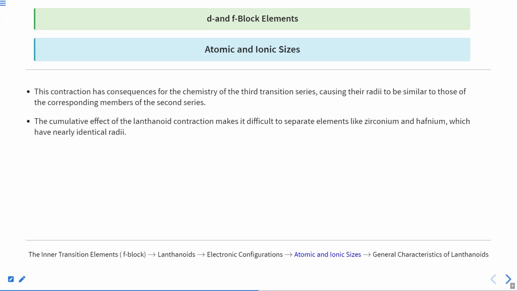Now this contraction has consequences for the chemistry of the third transition series. We have seen that their atomic radii remain almost unchanged for the lanthanoids, but in the case of the transition series, it decreases to a greater extent than the expected trend. Clear? Now the cumulative effect of lanthanide contraction makes it difficult to separate elements like zirconium and hafnium, which have nearly identical radii.